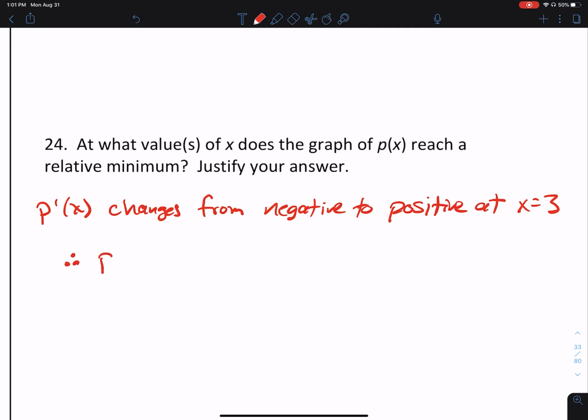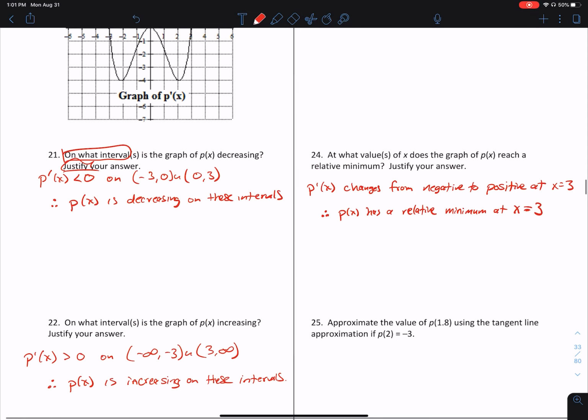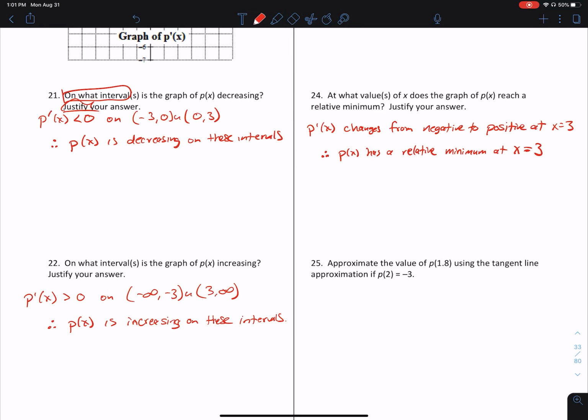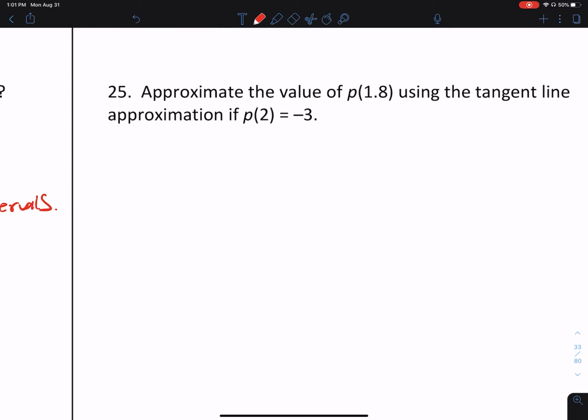Therefore, p of x has a relative minimum at x equals 3. Last one. Approximate the value of p of 1.8 using the tangent line approximation if p of 2 is negative 3. In order to do this, we need a point of tangency and a slope of tangency. Point of tangency, we're told, is 2, negative 3.